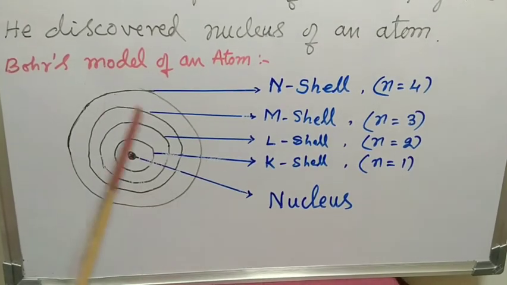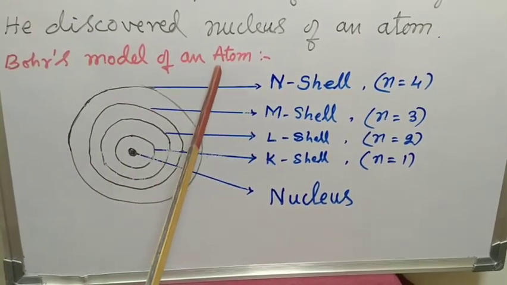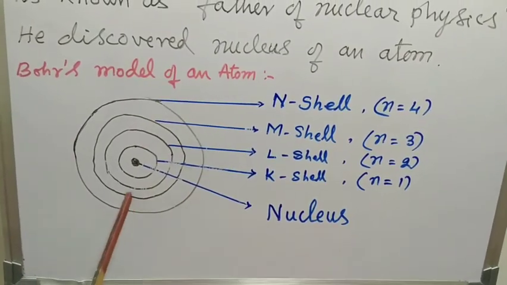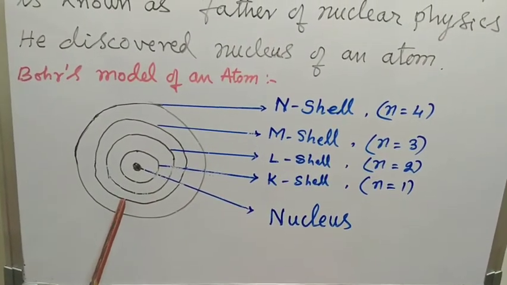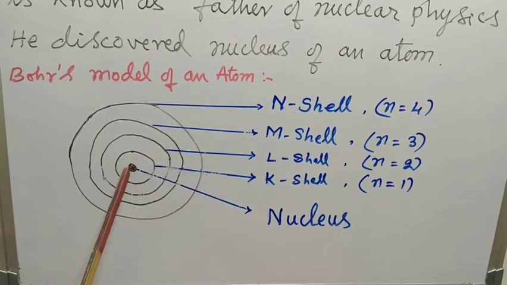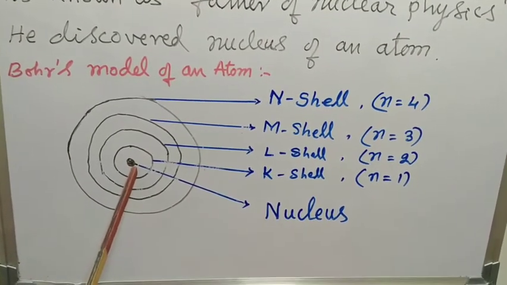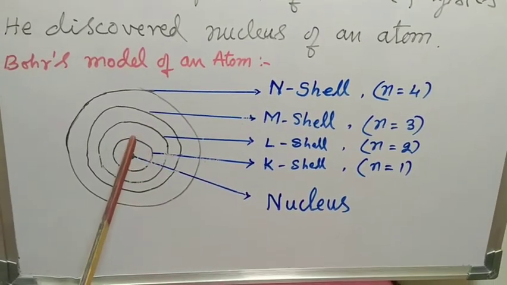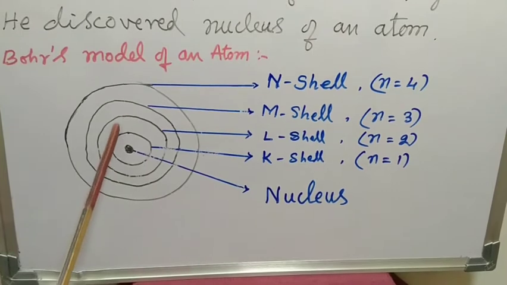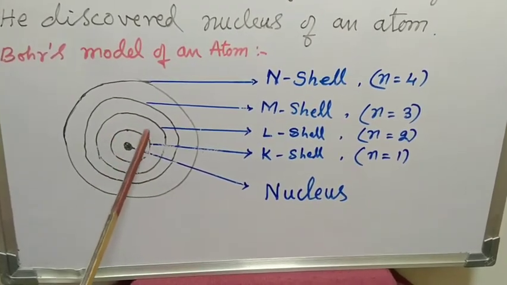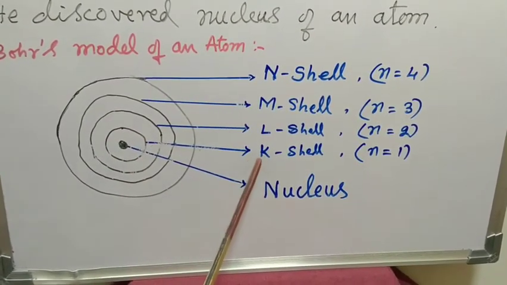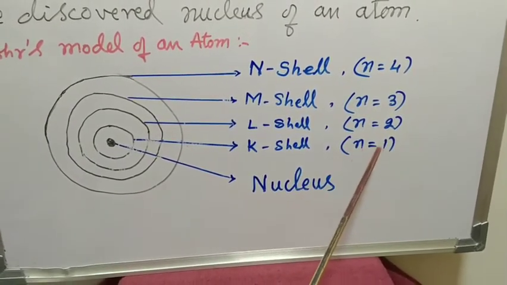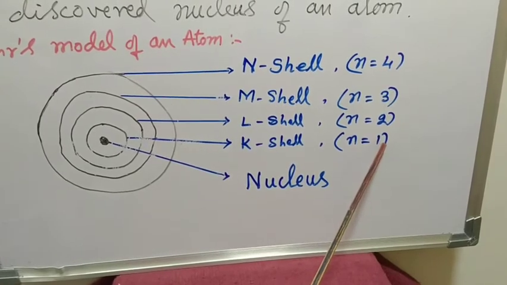About this Bohr model of an atom. Bohr explained about the structure of an atom clearly. Central part is called as nucleus. It is having both protons and neutrons. Electrons revolving around the nucleus in first shell, that we call it as K shell. That is n equal to 1. N means first shell, number of shells 1.